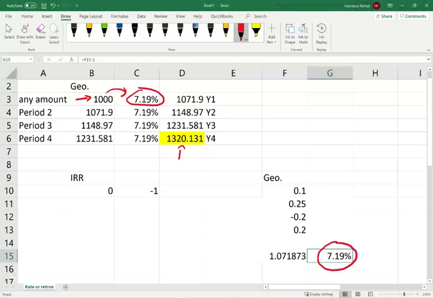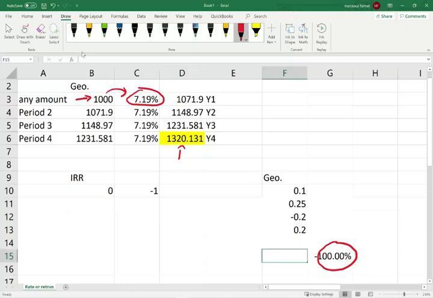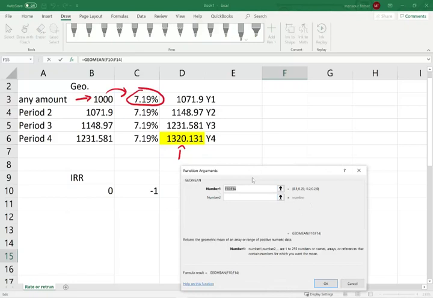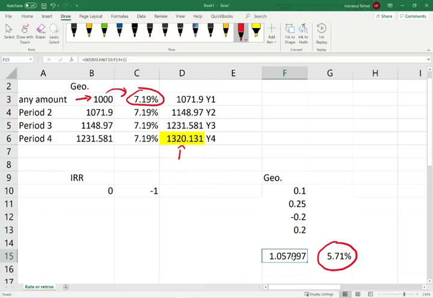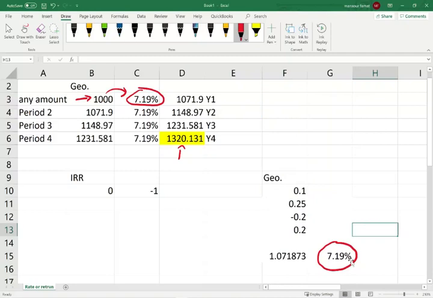So once again, you have the function GEOMEAN. Let's pull up the function, in case you wonder how we got here. Just go to the function, and you go to the GEOMEAN function right here. You highlight the rates, and you put plus one. Why plus one? I'm not going to worry about this for now. Then you will get 1.0719. Then you take the answer minus one. There's a way to do it in one formula to take the one out, but I don't want to complicate this. It's equal to 7.19%. So this is your geometric mean.